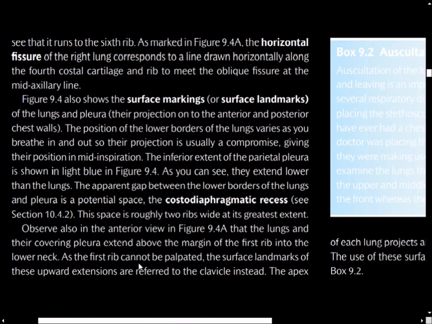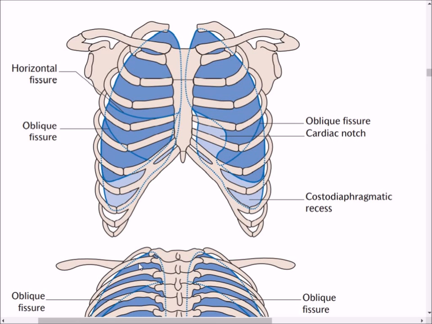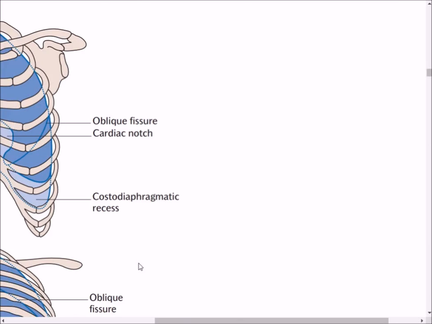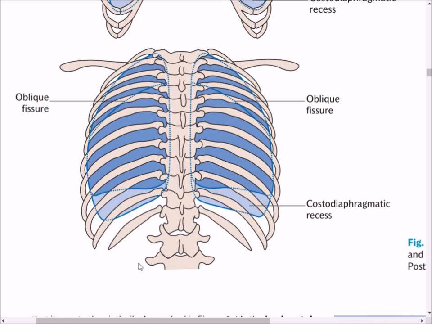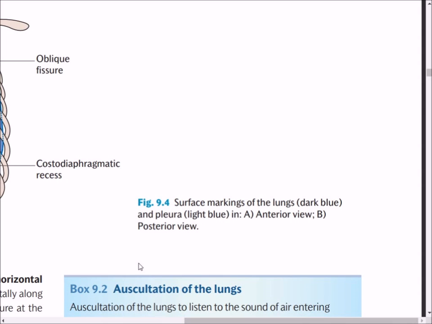The horizontal fissure of the right lung corresponds to the line drawn horizontally along the fourth costal cartilage and rib to meet the oblique fissure at the mid-axillary line. The figure also shows the oblique fissure, cardiac notch, costodiaphragmatic recess, horizontal fissure, and oblique fissure. Surface marking of the lungs, dark blue and light blue, in anterior view.